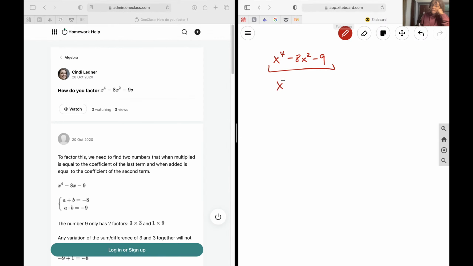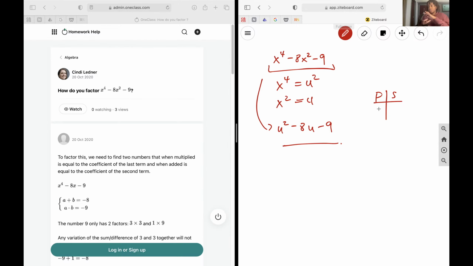If we set x to the power of 4 equal to u squared, and x squared equal to u, we can rewrite this expression as u squared minus 8u minus 9. Then we can treat this using product sum, or we can use the quadratic formula. I'll explain how to do both.